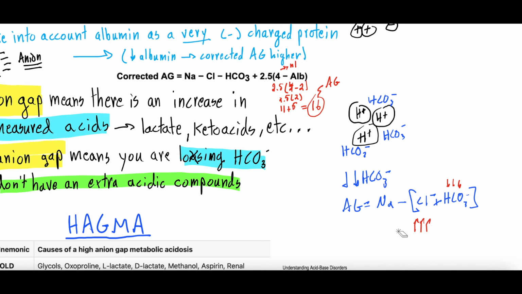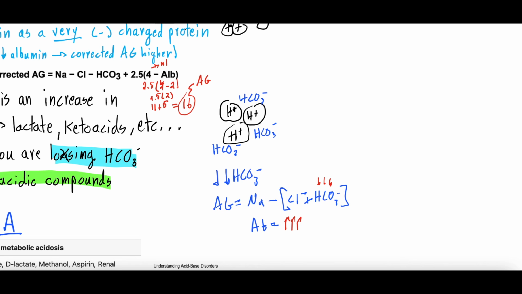This is in contrast to a non-anion gap. Actually, we'll just leave this up and we'll scroll to the right. So in an anion gap, you have extra acid, and this will be helpful to think about when we talk about the differential diagnosis of anion gaps. So you have extra acid, and this is an anion gap metabolic acidosis, an AGMA. A non-anion gap metabolic acidosis, or a NAGMA, does not have extra acid. You're just losing bicarbonate, which is a base.